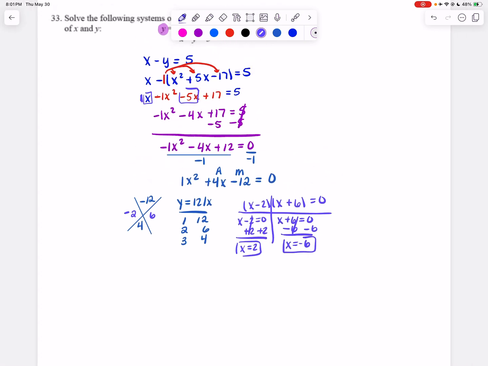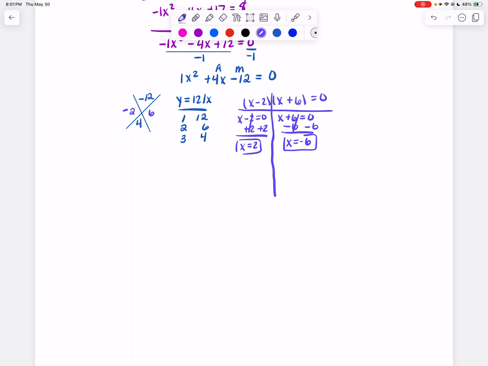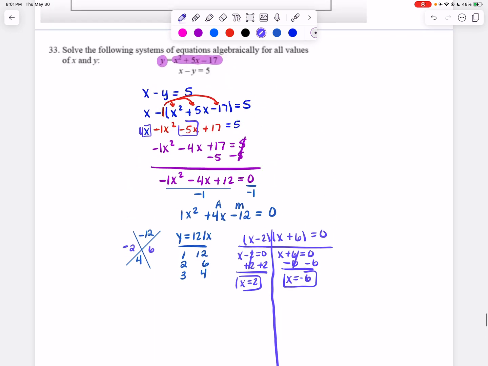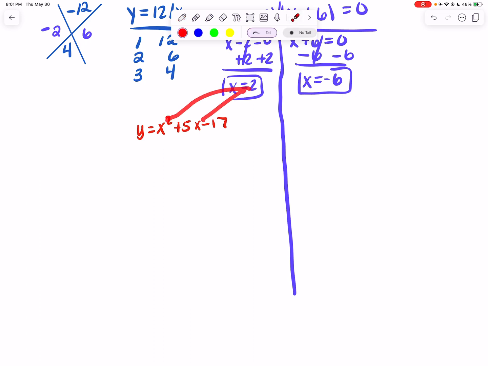But if you look, we want to find the solutions of x and y. So now what we have to do is we have to plug those x values back into our equation. Now, if you look, my first equation's already in that form, y equals, so I'm going to use that one. So I'm going to make my line a little longer. And it's y equals x squared plus 5x minus 17. And now what we're going to do is we're going to plug 2 in for x, and then we're going to plug in negative 6 for x.